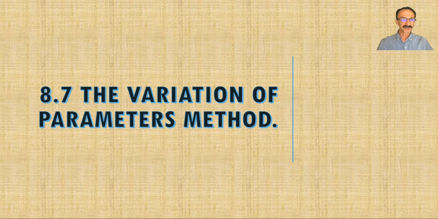Okay, this is 8.7, the variation of parameters method. It's a new way to solve for the yp, the trial solution or the particular solution, in case we can't use the annihilators.